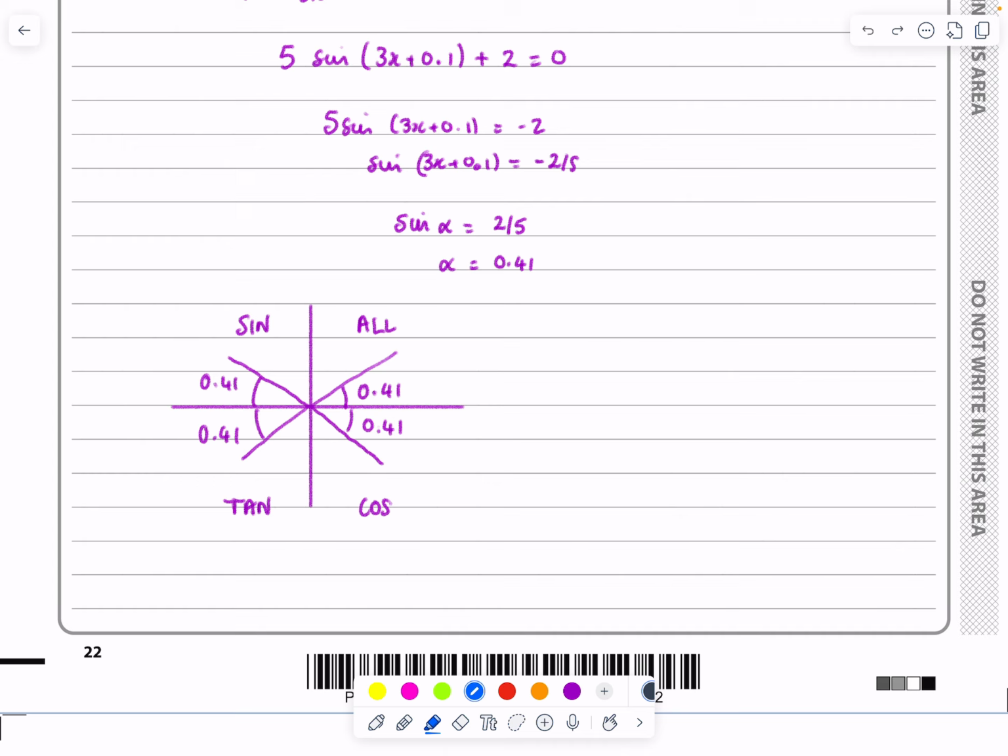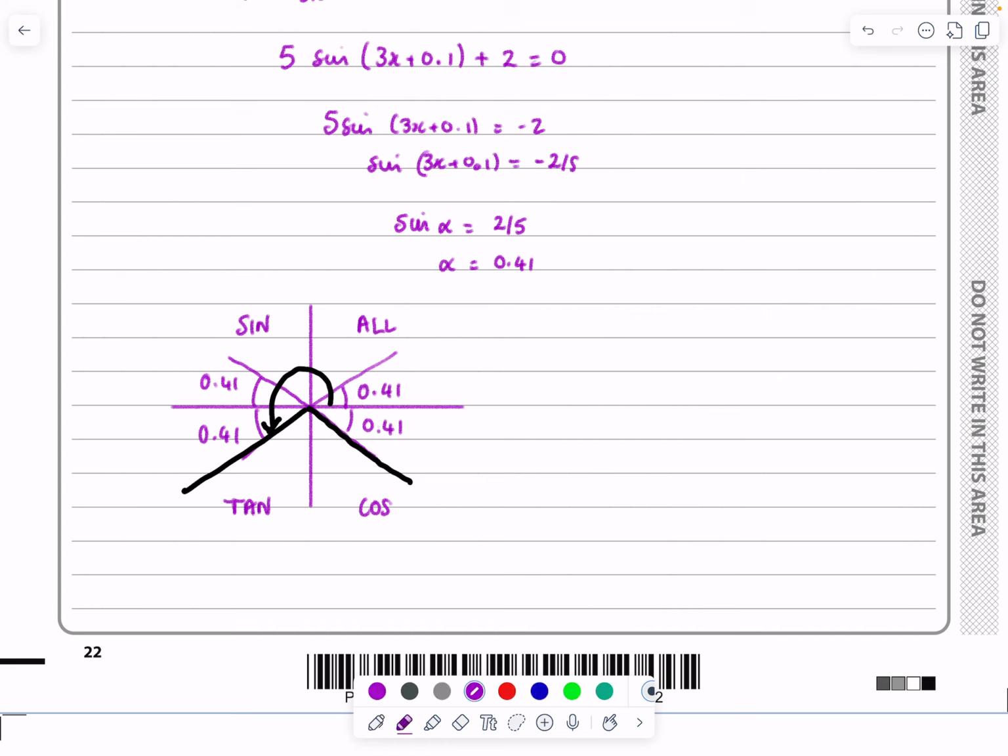Hopefully you've seen that before. If sine(3x + 0.1) equals −2/5, then I know my answers are going to be where sine is negative. Where is sine negative? Sine is negative here and here. Those are my two angles that are going to produce negative sine. Now, how do I get to those two angles? Well, the first angle is there, and that's π + 0.41.